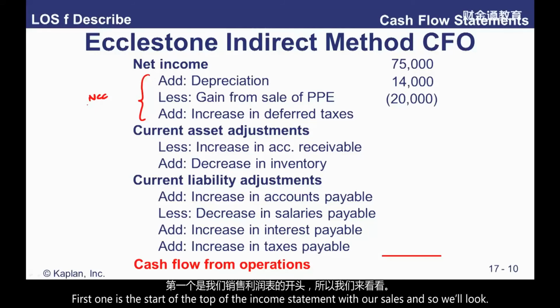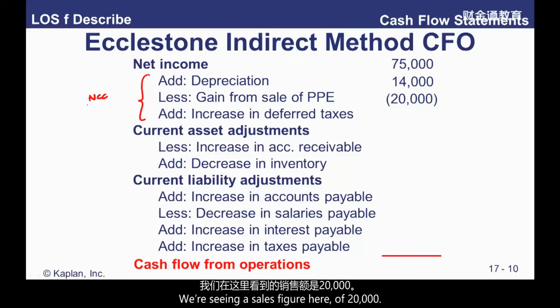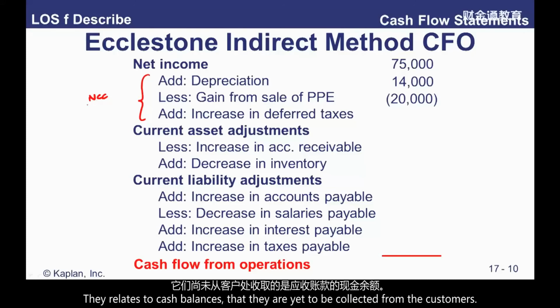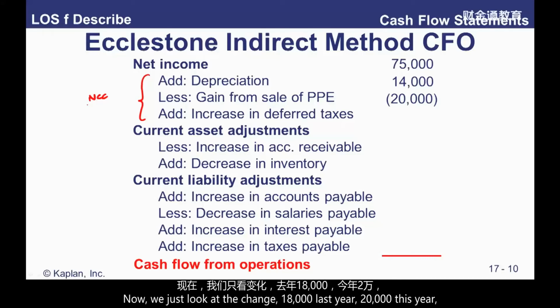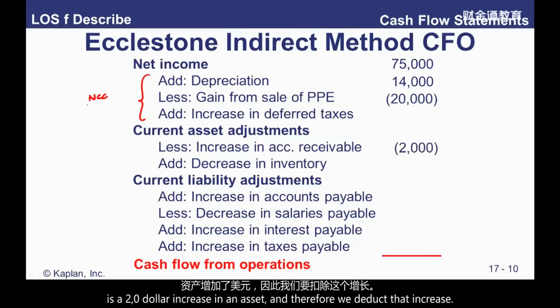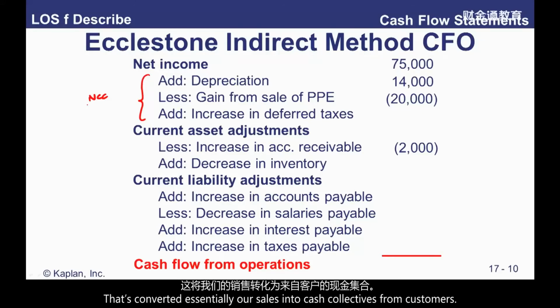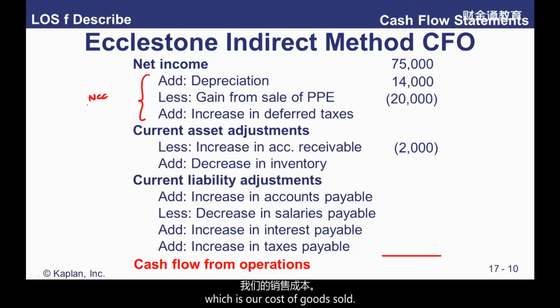Right, let's have a look at our current asset adjustments. First one is to start at the top of the income statement with our sales and say, well look, we're seeing a sales figure here of 200,000. That's not the same as cash. We then turn to the balance sheet and we look for any asset that relates to sales. Now the common one that we're going to see is of course our accounts receivable that relates to cash balances that have yet to be collected from the customers. Now we just look at the change, 18,000 last year, 20,000 this year. It's a $2,000 increase in an asset and therefore we deduct that increase. So that's why we've deducted the 2,000, being the difference between 20,000 at the year end, 18,000 at the start. That's converted essentially our sales into cash collected from customers. So we move to the next line in our income statement, which is our cost of goods sold.